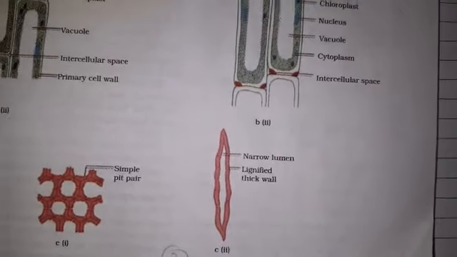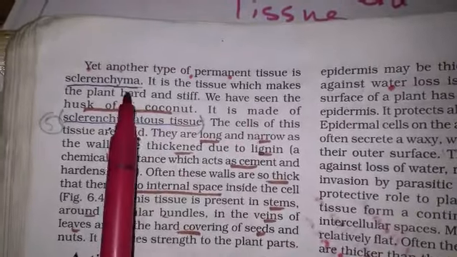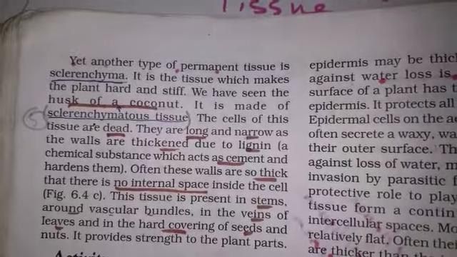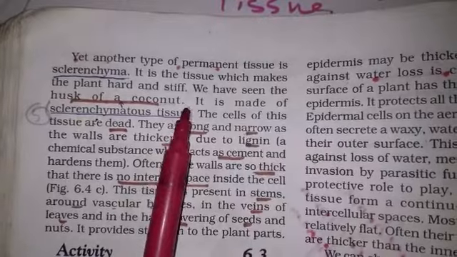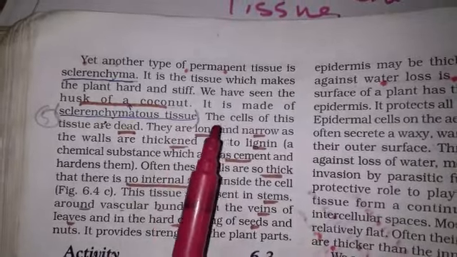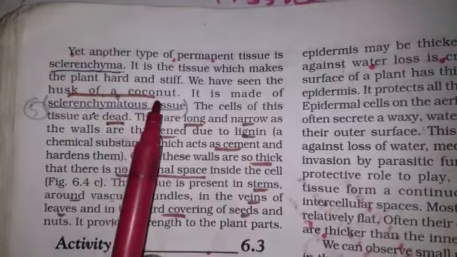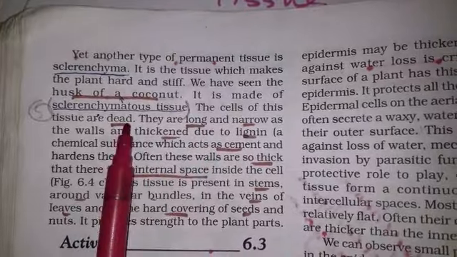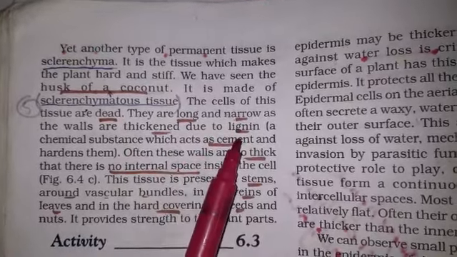This is the transverse section and the longitudinal section. The next type of permanent tissue is sclerenchyma, as I have shown in the picture. This tissue makes the plant hard and stiff. We have seen in the husk of the coconut, as I told before, that it is made up of sclerenchymatous tissue. The cells of the tissue are dead. They are long, narrow, and the walls are thickened due to lignin.